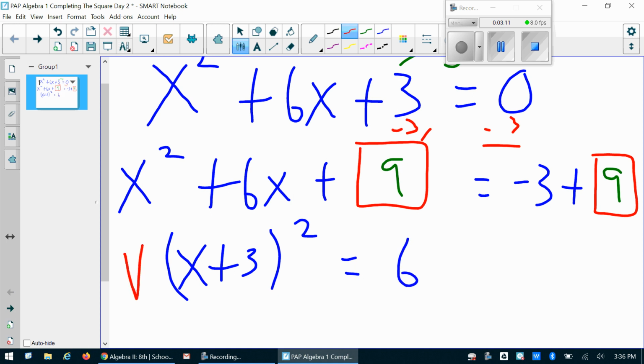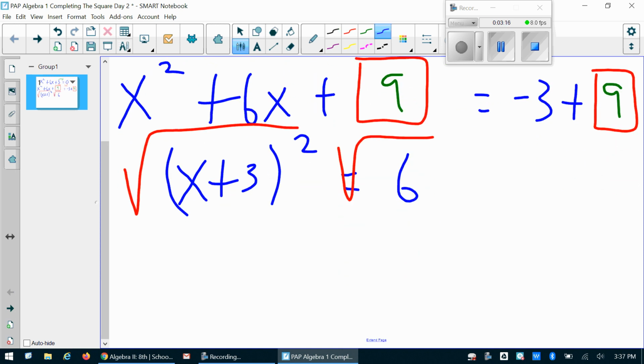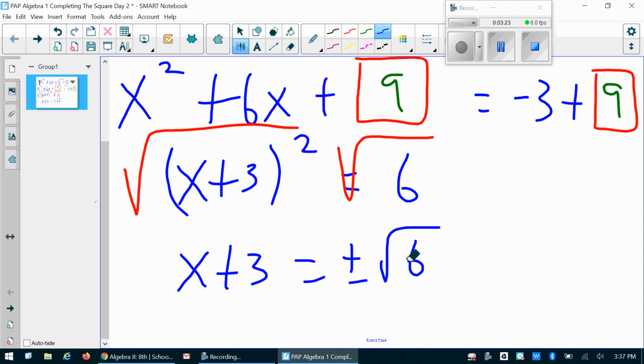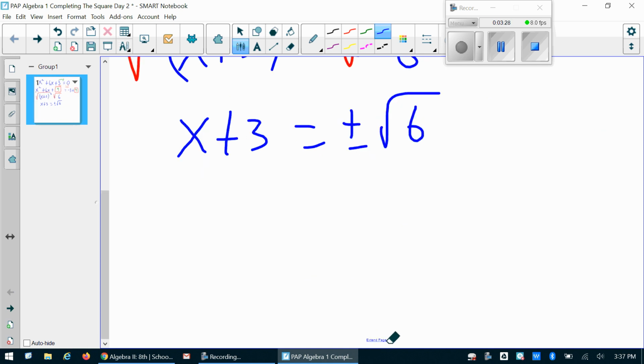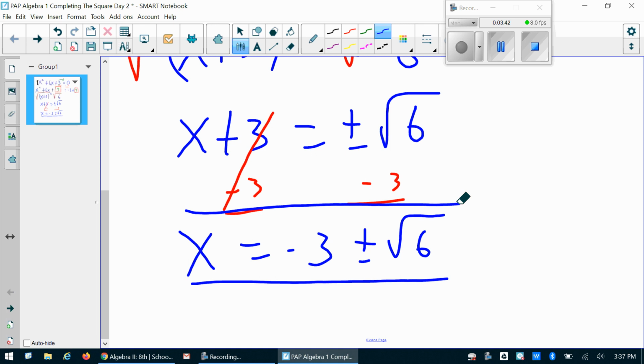We square root both sides. We get just x plus 3 to the first equals plus or minus root 6. I try to simplify root 6, and it can't be simplified any further, so I'm going to leave it the way it is. That's an irrational number. And then subtract 3 from both sides to get x alone, and we get x equals negative 3 plus or minus root 6, and that is our answer. Okay, so those were basic problems we did last time on completing the square.